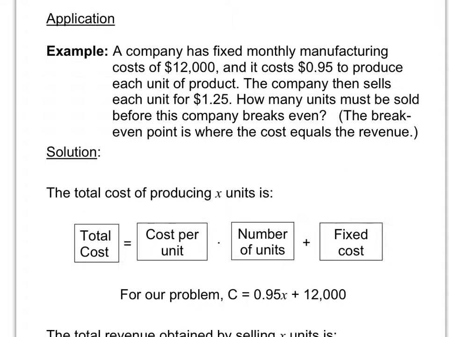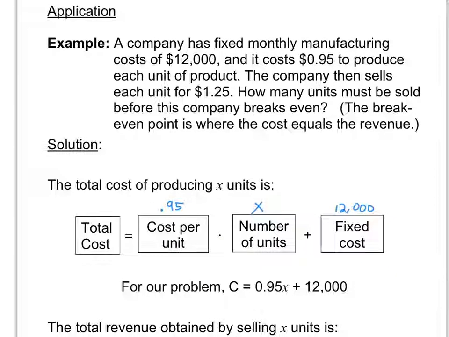So let's say you're going to make x clocks or something, and it costs 95 cents to produce each one. Your total cost is going to be the cost per unit, which in this case is going to be 95 cents times however many you're going to make. So we don't know that, so we're calling that x. And then you're going to add your fixed cost. And in this case, that's $12,000. So your equation is going to be C equals 0.95x plus 12,000.